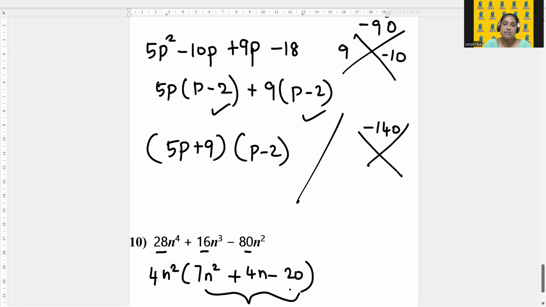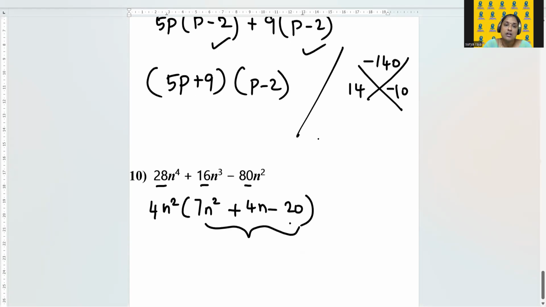Okay, let me take you to that sum again. See, I got, as I said before, I got 140. Now I'm taking 14 times 10. I get plus 4 when I add minus 10 plus 14, and I get minus 140 when I multiply both.